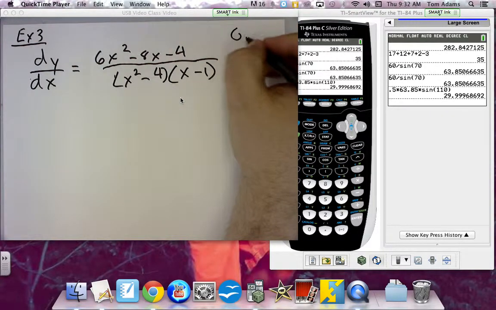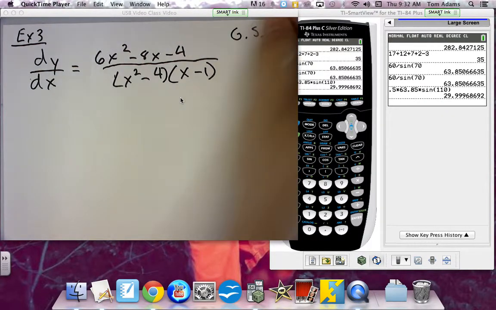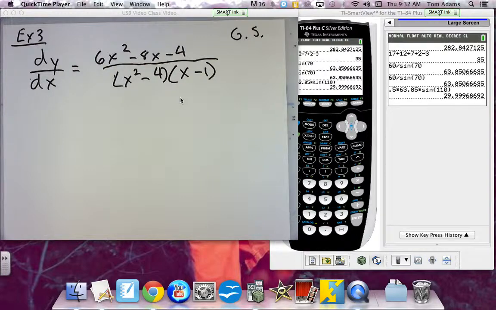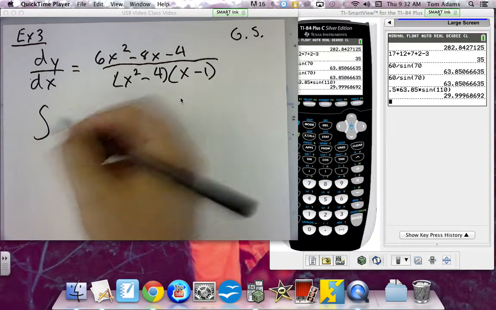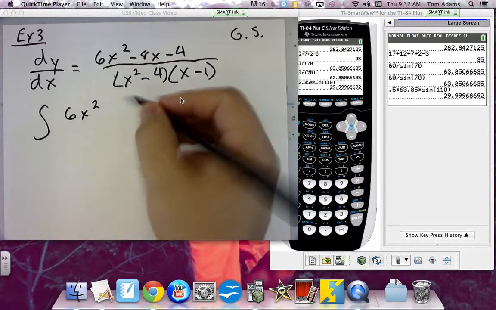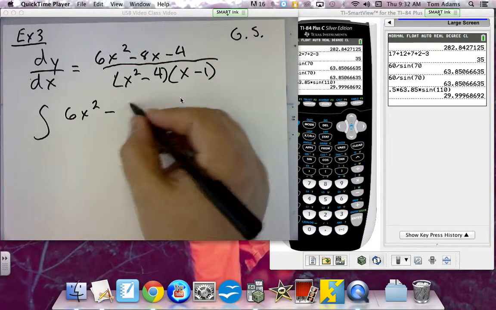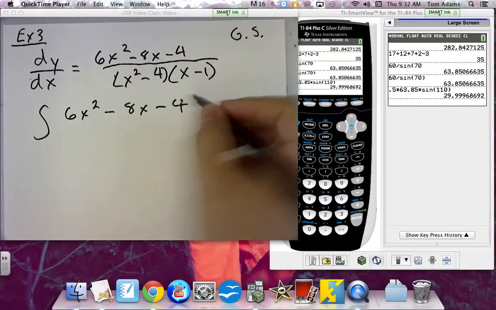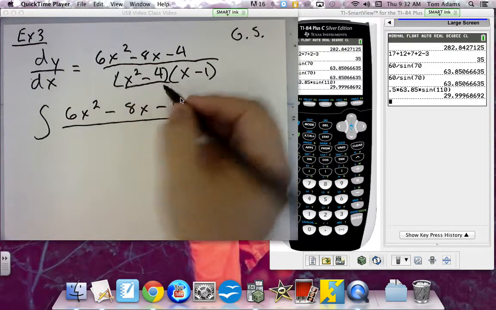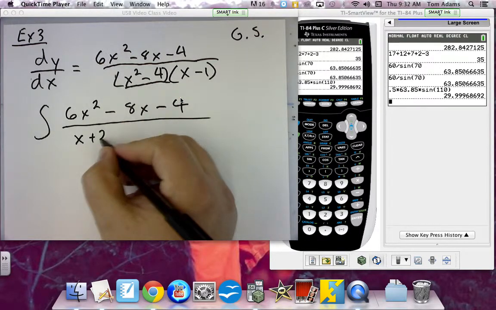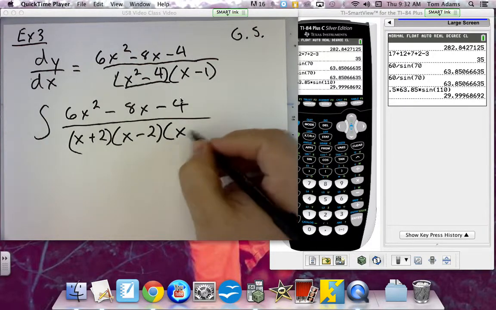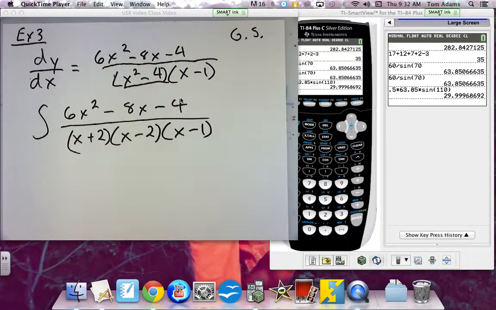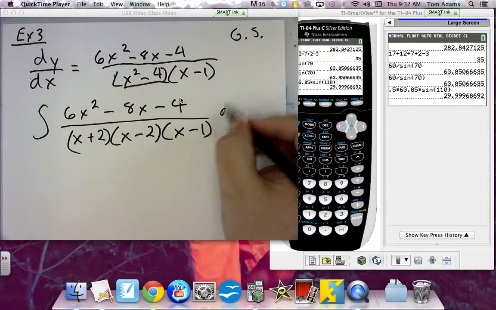So they want us to find the general solution, which is y equals some stuff, and then we're going to have plus c on the end. So that means we need to integrate that. To integrate that, I need to break this down. What they want us to find is 6x squared minus 8x minus 4 all over, and since this is a difference of squares, it's really x plus 2 times x minus 2 times x minus 1, all with respect to x.